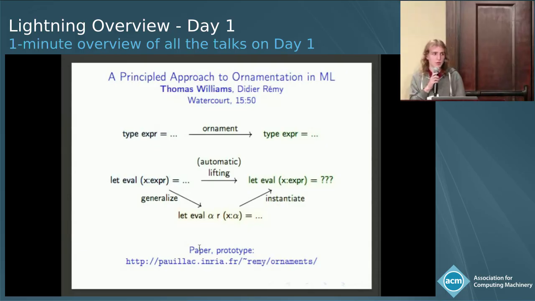We actually proceed in a principled way. So instead of just doing some random transformation, we generalize the type to work on many variants, and then specialize it. And we have an implementation that does this as a prototype. Thank you.